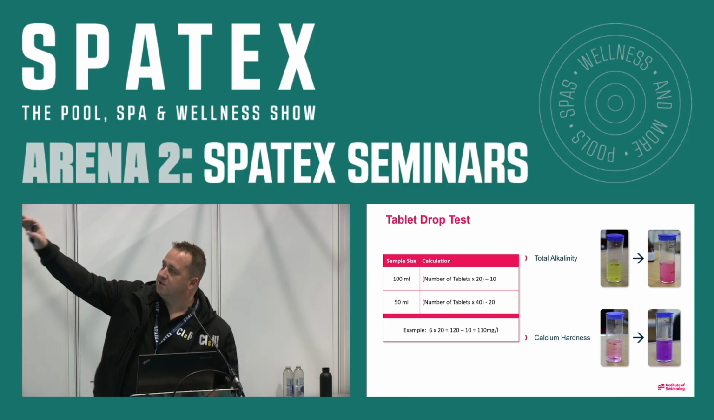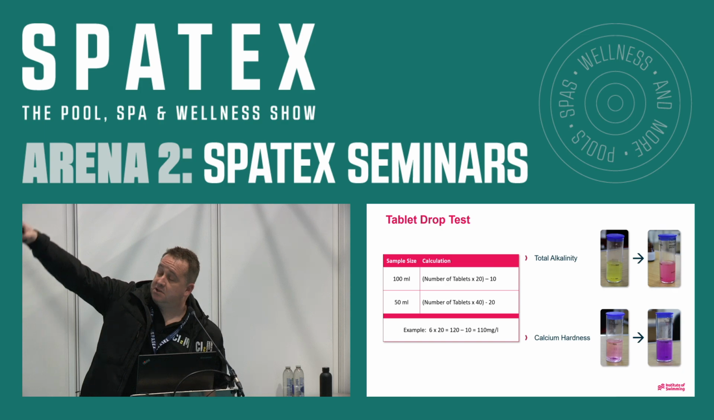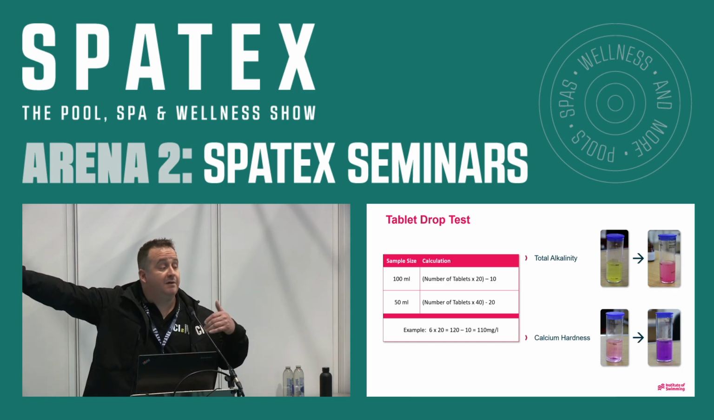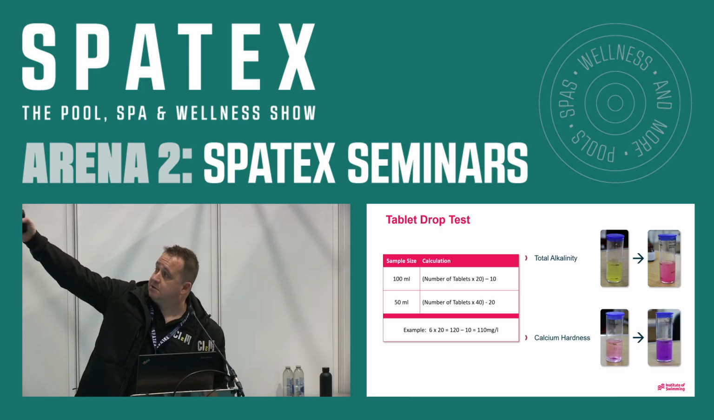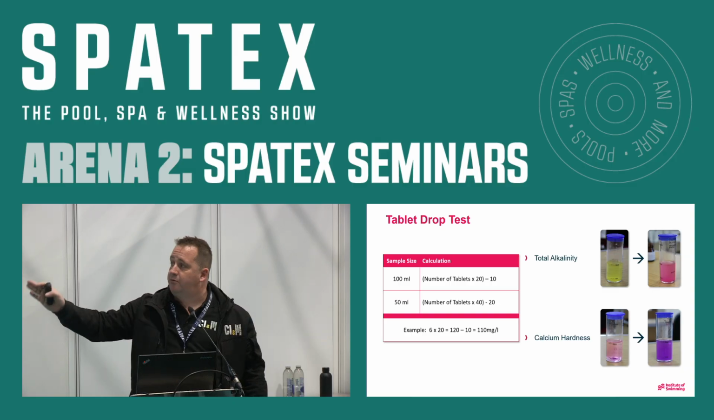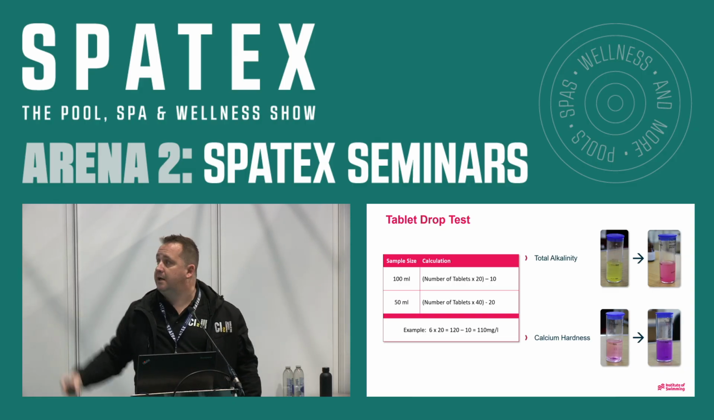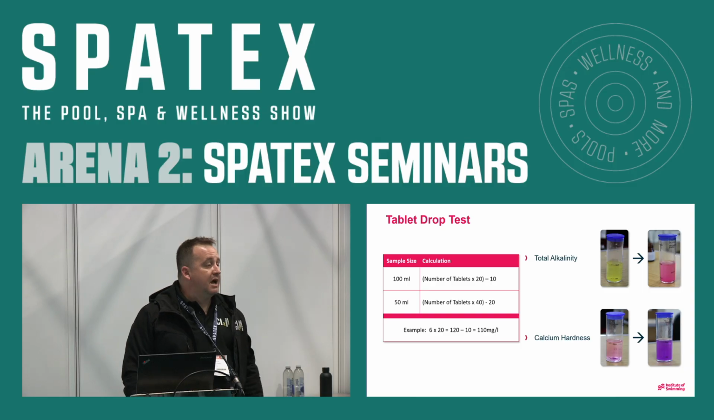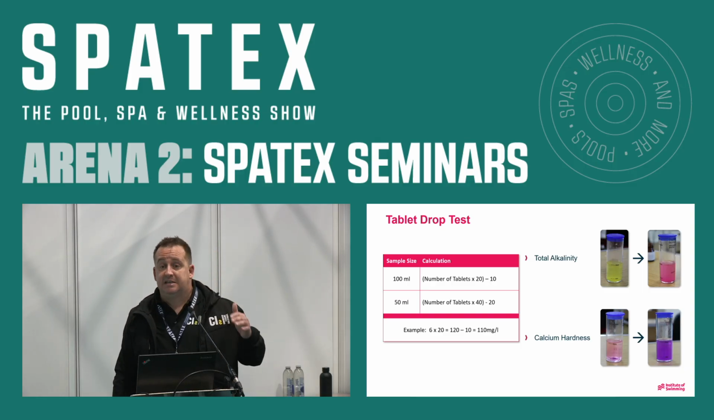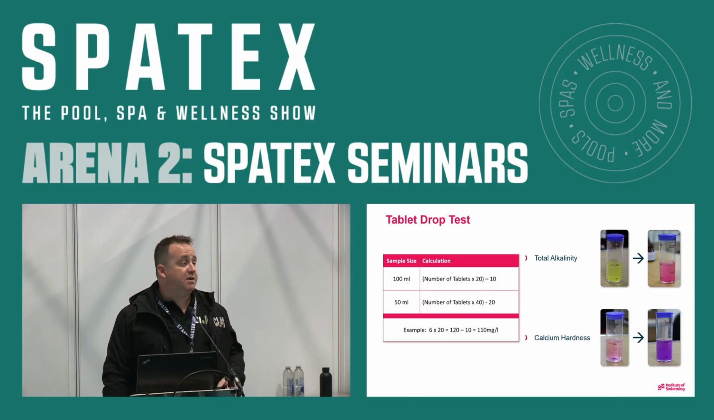And then we do a nice simple test: the number of tablets, depending on the amount of water we've used, times 20 or 40, minus 10 will give us our reading. So for example, 6 tablets times 20 is 120, minus 10 is 110 milligrams a litre. And that gives you a nice, easy reference to what my calcium or alkalinity may be in our pool.